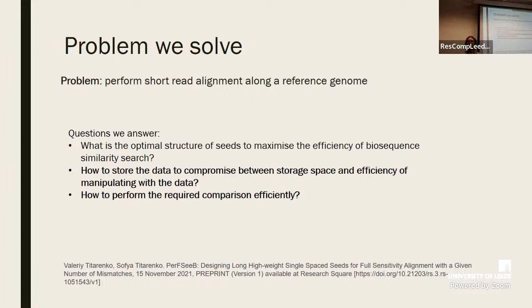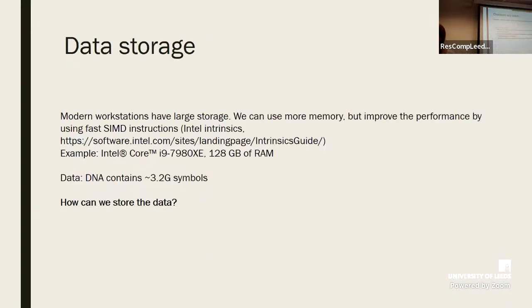Our research preprint, I can refer you to it later. What would be the optimal structure of seeds, of these contiguous subsequences which we use to find all candidate places, to optimize the searching part of the algorithm? More importantly, and what we should start with, how to store the data in an optimal way, so as to optimize all following processing, post-processing of data, and how to perform the comparison efficiently.